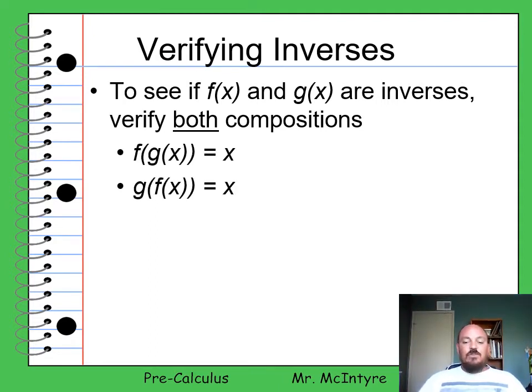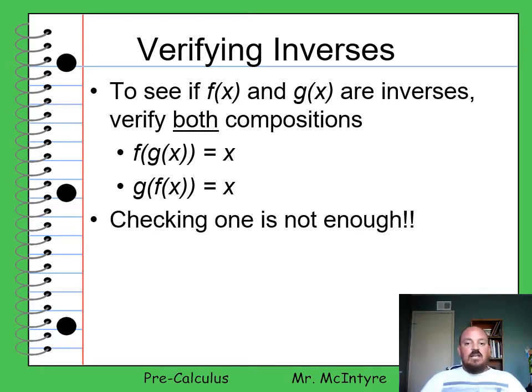Now, if either one of them does not equal exactly x, then they are not inverses. So if one of them equals negative x, doesn't count, they're not inverses. Or if they both equal the same thing, but that thing is not x. Let's say you do f of g of x and g of f of x and they both equal 1, not inverses. Or they both equal x squared, not inverses. They both have to equal exactly x.